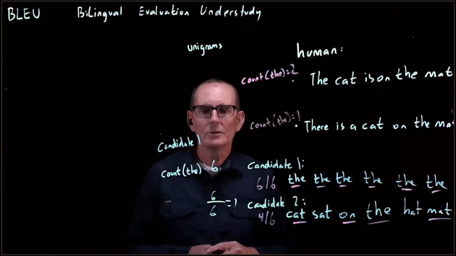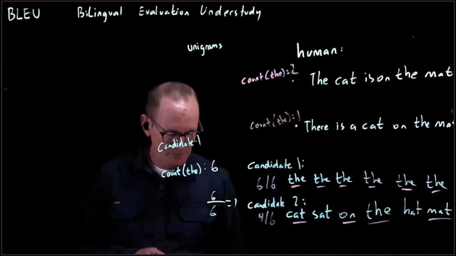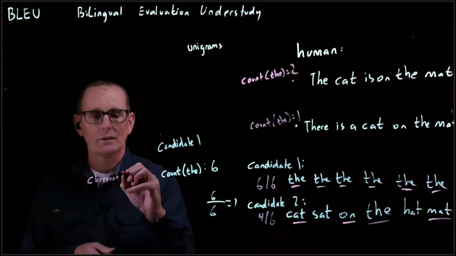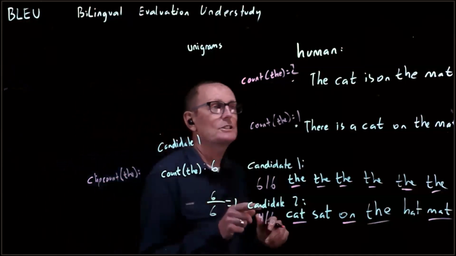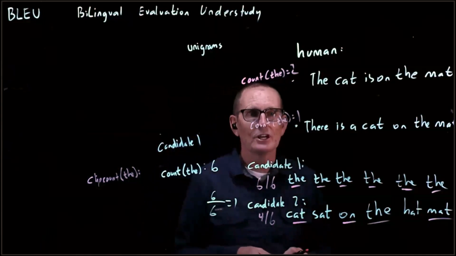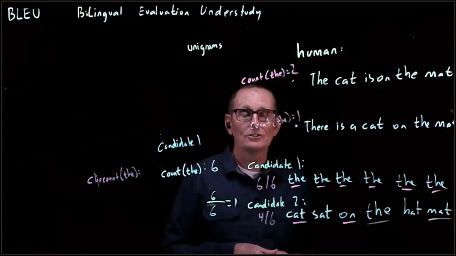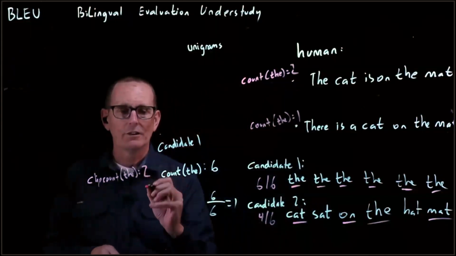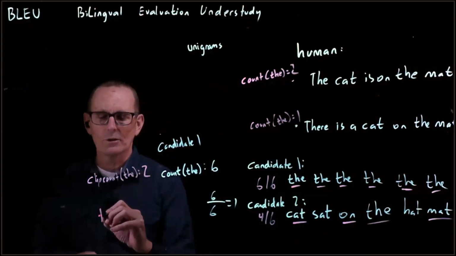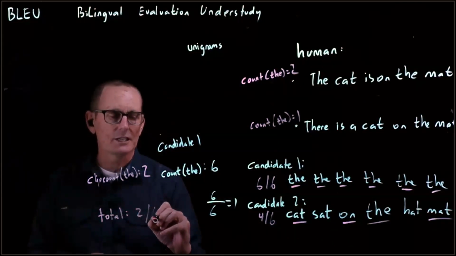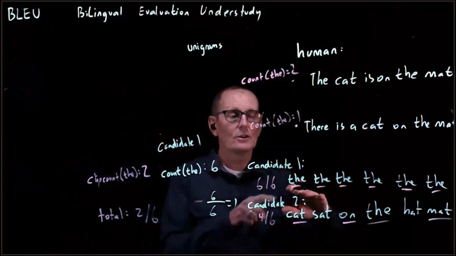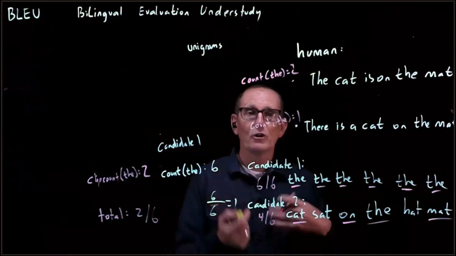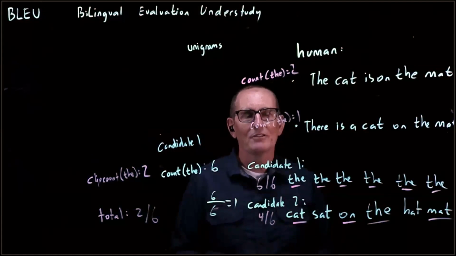So what we're going to do is now clip the counts. We're going to clip count the. So we are not allowed to have more than the maximum in any human translation. So if no human translation used more than 2 thes, we don't get credit for more than 2 thes. So our clip count of the for candidate 1 is going to be 2. And so our total score is going to be 2 out of 6, instead of the 6 out of 6 when we counted each of them. This seems very formulaic, but that's exactly what we're coming up with, a formula for this.